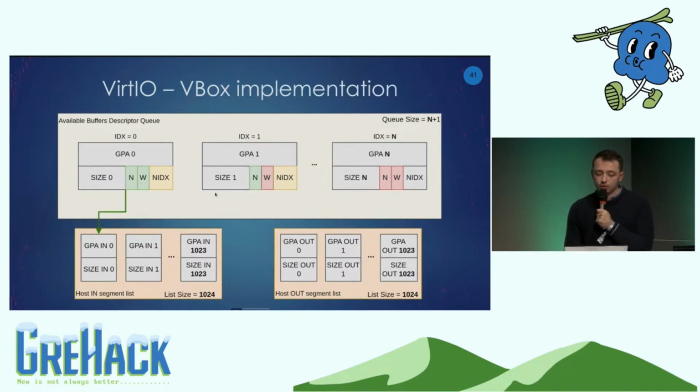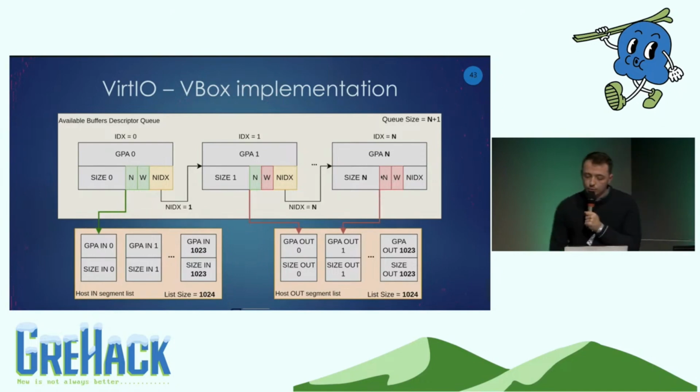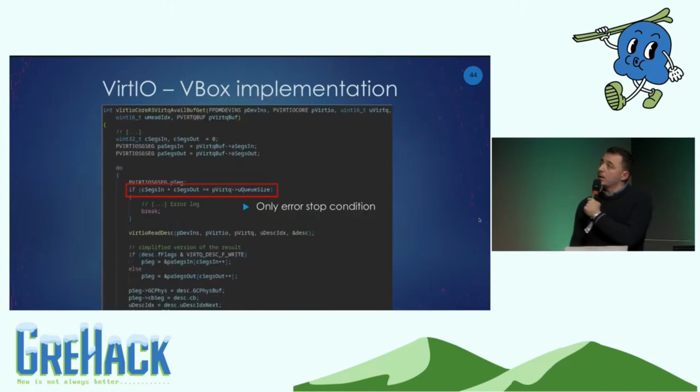The next flag is set, so it goes to the next descriptor. Then the write flag is not set, so it puts it in the out list, and so on and so on, until it finds the descriptor where the next flag is not set. Quite straightforward. So of course, there is an error condition to avoid going too far in the descriptor chain if you don't have enough space on the host.